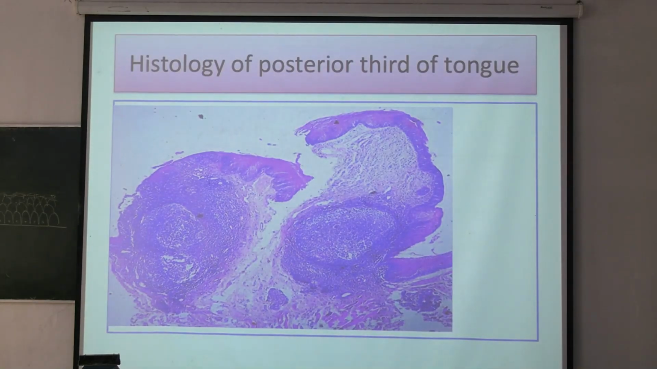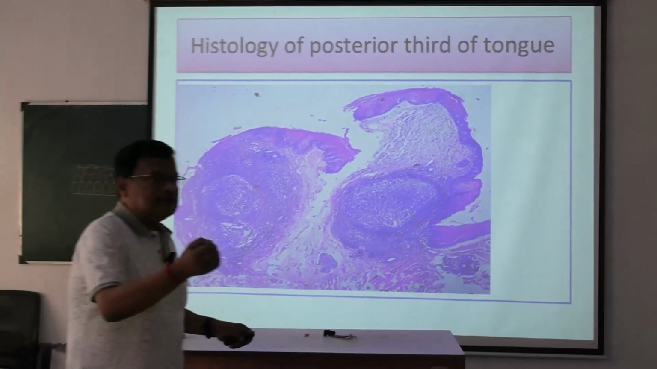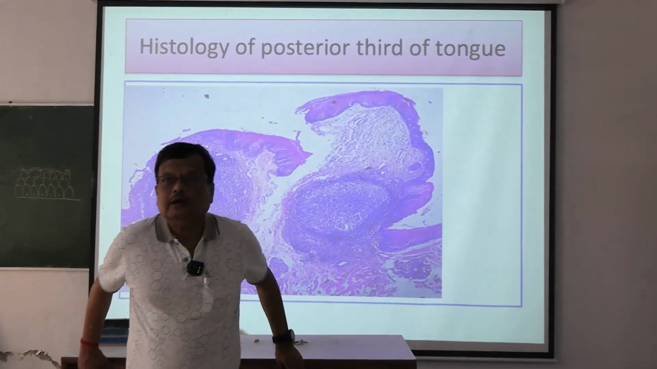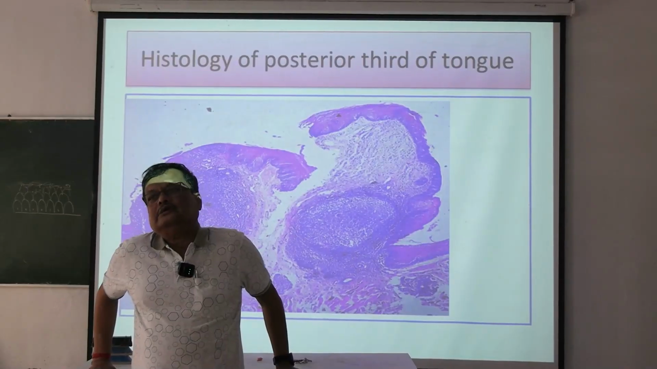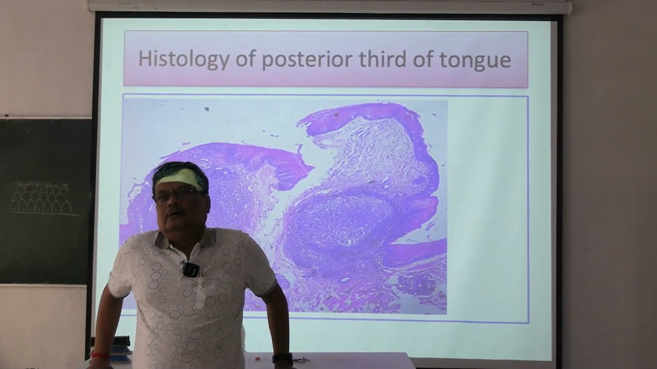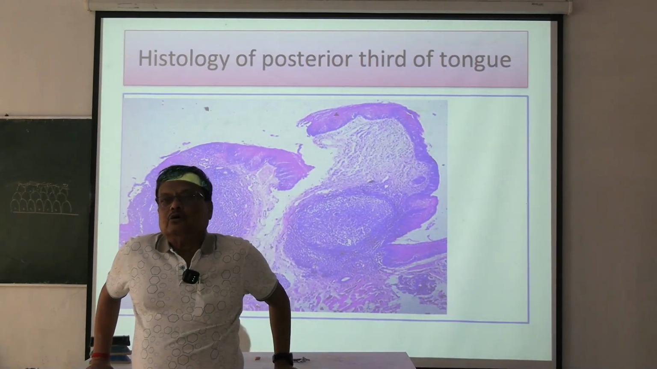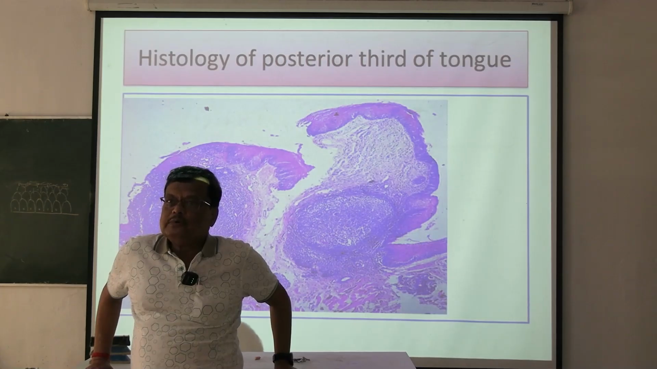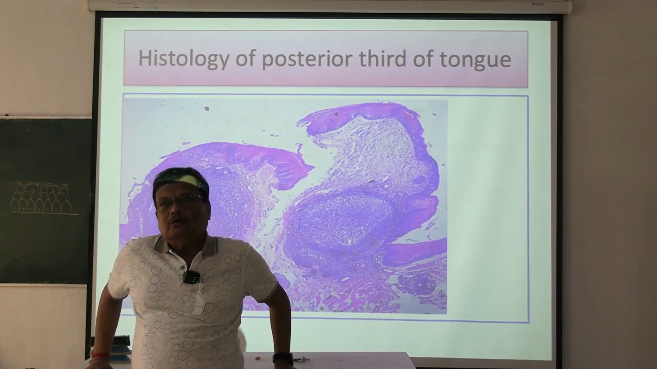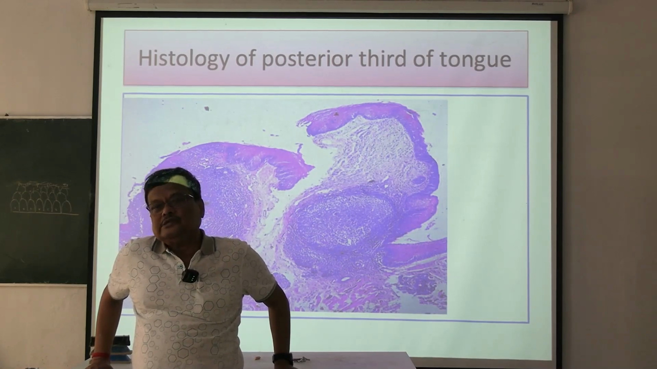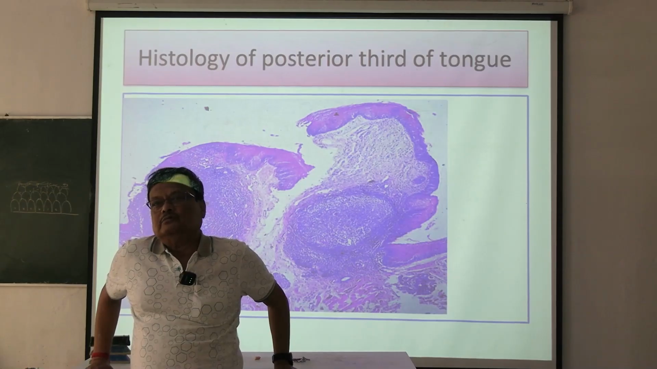Posterior 1/3 of the tongue: what I have said so far is about the anterior 2/3. We take a tissue from the anterior 2/3 of the tongue where these features are present with taste buds. Right? Then if a question is asked, what are the type of epithelium of the tongue? Stratified squamous non-keratinized with papilla, containing taste buds, except filiform papilla, which do not contain any taste buds.